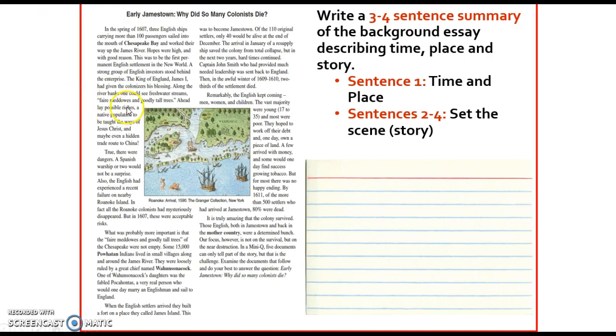Now, in addition to that, you need 2 to 4 more sentences to set the scene of the story. Use your hashtags as guides. Here we have hopes and dreams. We have some dangers that are arriving, some really bad hardships, and of course, the fact that they did end up surviving, but barely.